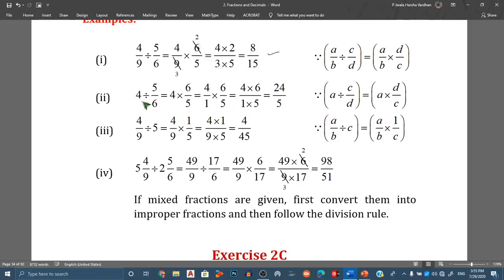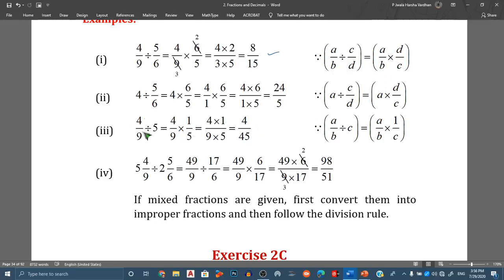Okay, next, 4 divided by 5 by 6. Now how can you write this? 4 into, what is the reciprocal of 5 by 6? 6 by 5. So how can you write 4 here? 4 by 1 into 6 by 5. Is there any common factor here? No common factor. So multiply numerator into numerator by denominator into denominator, which is 4 6s are 24 by 1 5s are 5. Okay, so here we are using this formula: a divided by c by d is equal to a into d by c. Here a by b into c by d is equal to a by b into d by c, which is the reciprocal of this one.